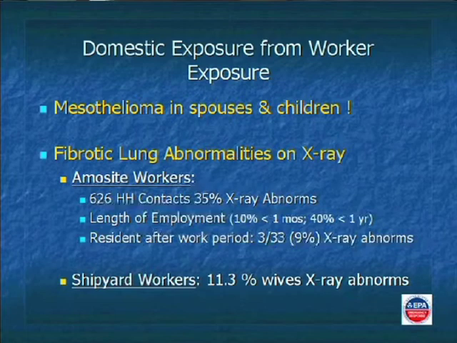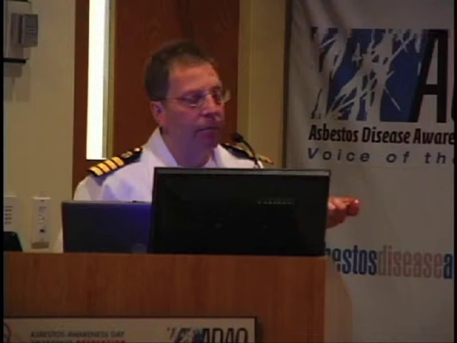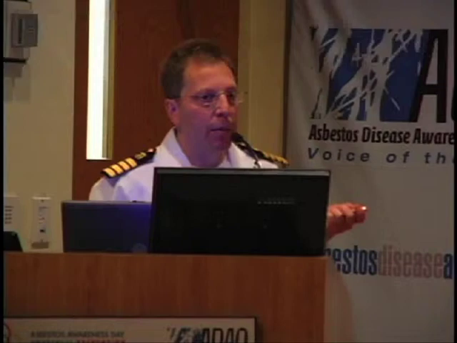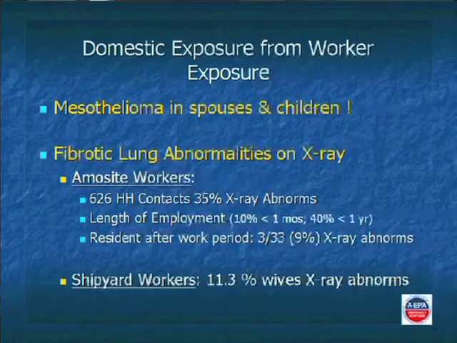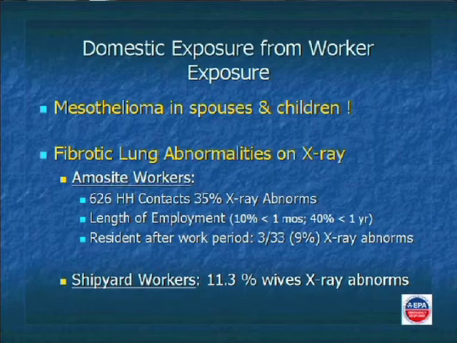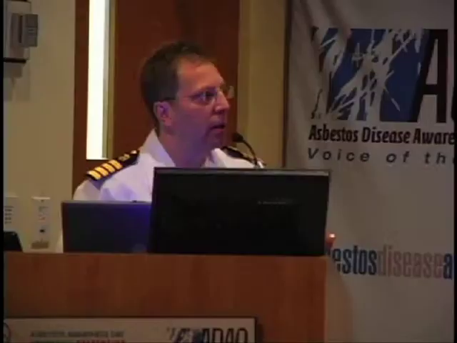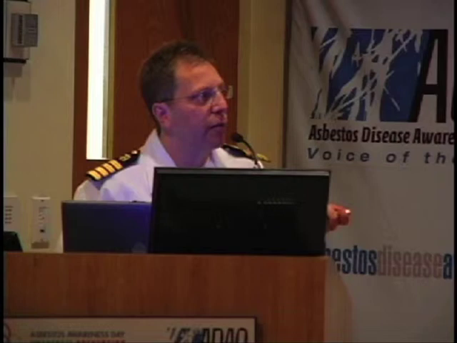Domestic exposure from workers: certainly we see elevated rates of mesothelioma in people that lived with workers. It's throughout the world. It's well documented. In studies done by Mount Sinai of families of workers that dealt with amosite insulation in Paterson, New Jersey, they looked at 626 household contacts. About 35% of them have asbestos-related chest abnormalities.